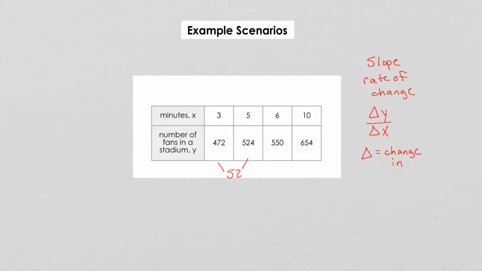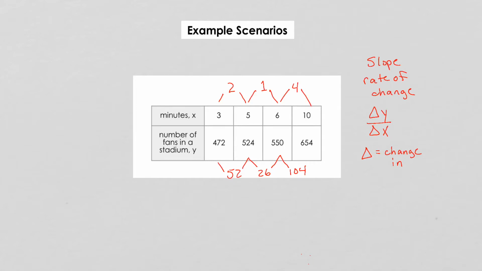Okay, so first of all, we have our changes in y. The change from 472 to 524 is 52. And then the change from 524 to 550 is 26. You can put these in your calculator. I'm just subtracting. And then from 550 to 654 is 104. Okay, those are our changes in y for this table. Our changes in x from 3 to 5, well, that's 2. Don't need a calculator for that one. Change from 5 to 6, that's just 1. And our change from 6 to 10 is 4.